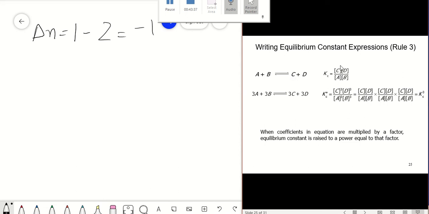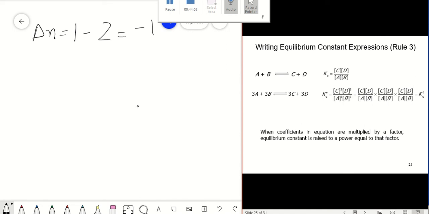So can I relate these two expressions as well? That means that Kc for the bottom reaction is essentially Kc for the top reaction cubed. What that tells us is that whenever the coefficients in the equation are multiplied by a factor, the equilibrium constant is raised to a power equal to that factor.